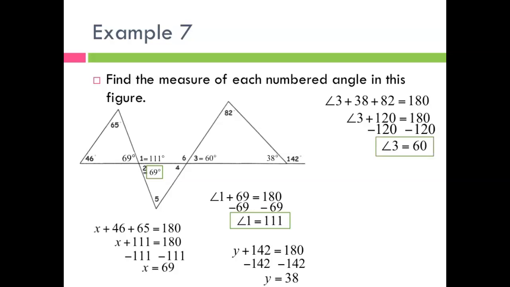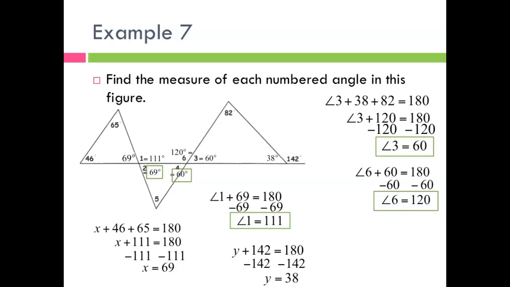All right, so now let's continue working our way through this diagram. Now, because we have this 60-degree angle here, we know that angle 4 must also be 60 degrees because those are vertical angles. Okay, and then we can find the measure of angle 6, because angle 6 and the 60-degree angle, they're a linear pair. So angle 6 plus 60 equals 180. Subtract 60 from both sides, we get angle 6 is 120 degrees.